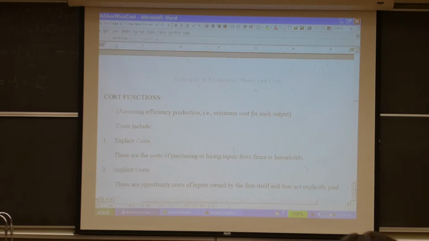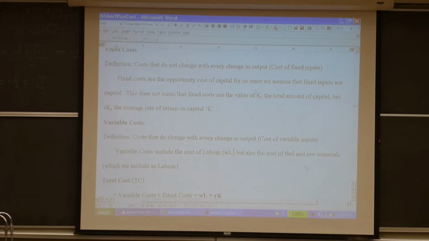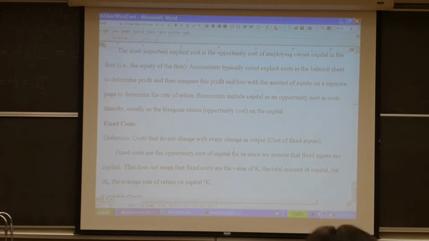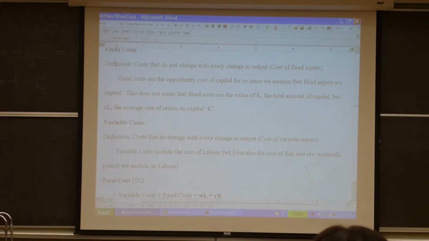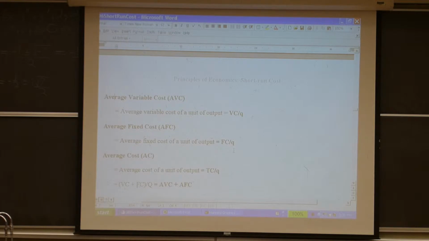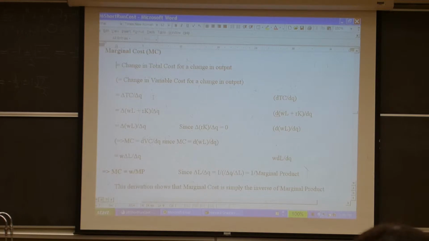Cost functions. I'm going to jump. I want to get one simple idea. Fixed costs are the costs of the fixed variables. Variable costs are the costs of the variable inputs. Average variable cost is the average of the variable cost, just like we had average of the product. Average fixed cost, average cost, we'll get to this, I just want to get to this.